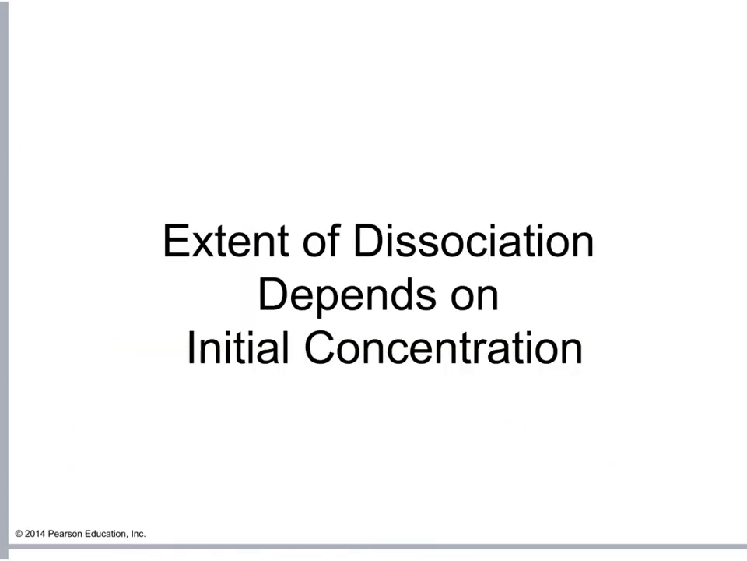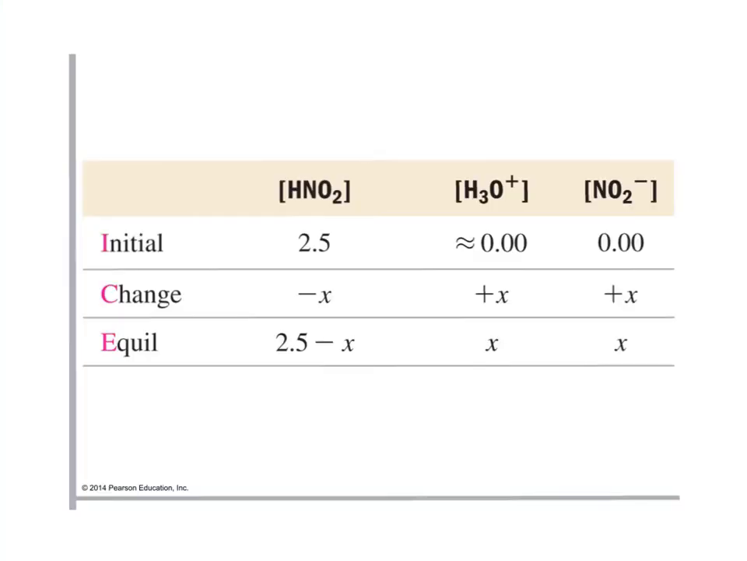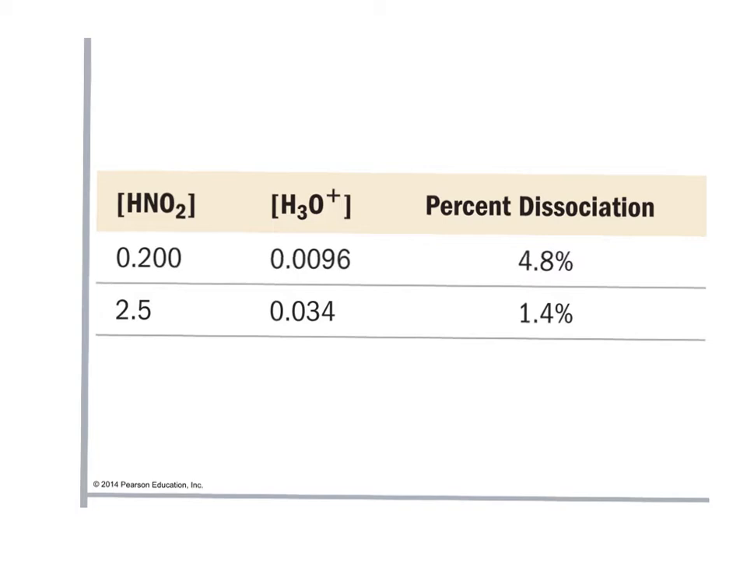So an interesting part of this is that the amount of dissociation actually is going to depend on the initial concentration, right? So we'll work through that. So the more concentrated it is, the more it's going to go towards products, right? So if we look at this HNO2, the fact that we started off with this 2.5 means that there's going to be more on the product side. But more doesn't always translate into a higher percentage.